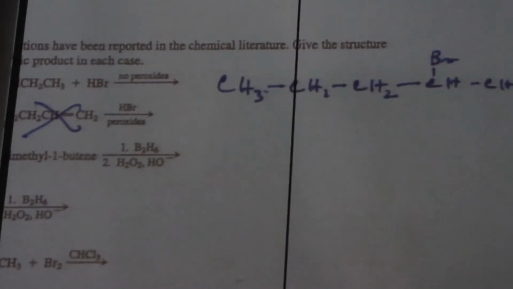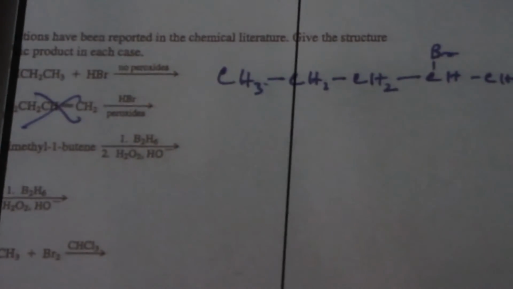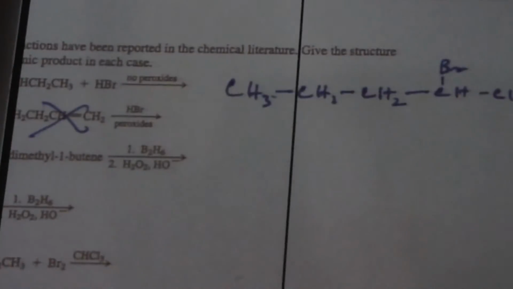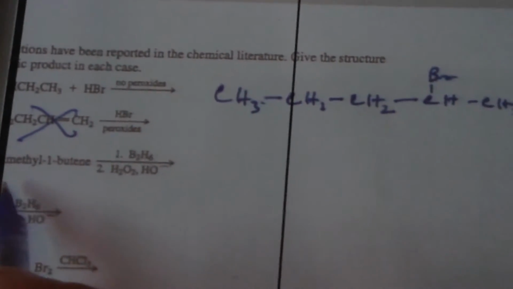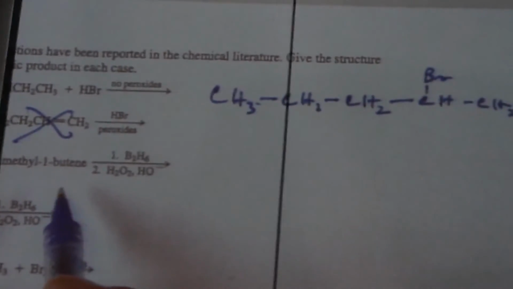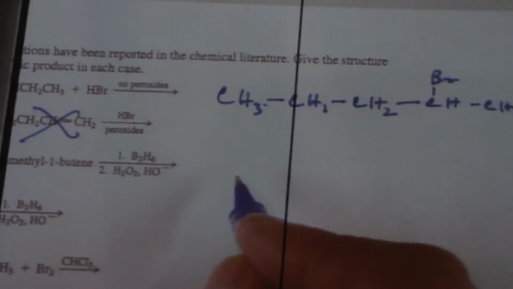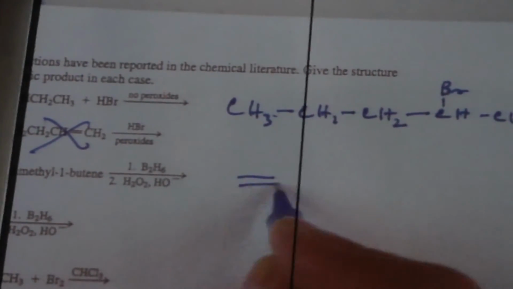The second problem is not included because it includes peroxide, which actually adds in an anti-Markovnikov fashion, but we haven't covered that. The third problem is 2-tertiary butyl 3,3-dimethyl 1-butene. So this is 1-butene.